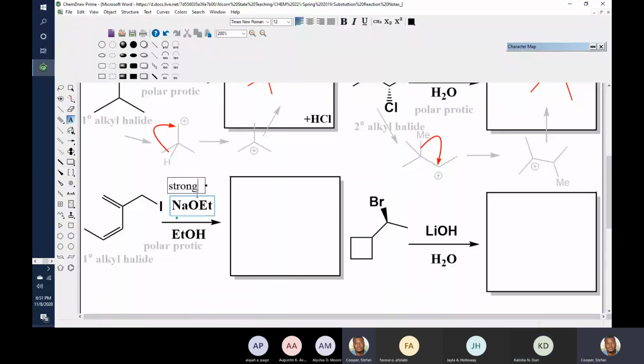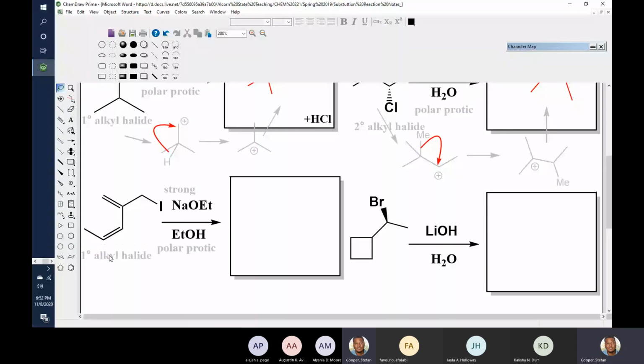Right, strong. There's a metal there, so that means that oxygen has a negative charge. Yes, ma'am. Why is ethyl hydroxide a polar protic solvent? There's that H there, an acidic H in the solvent. So that's why it's polar protic. The H is acidic. That makes it protic. Okay.